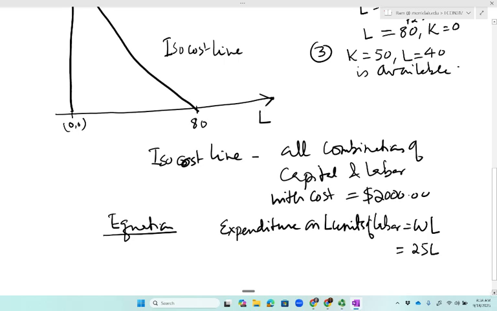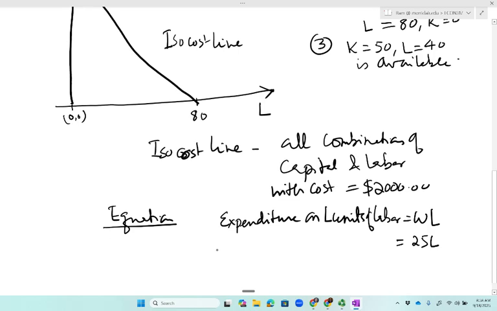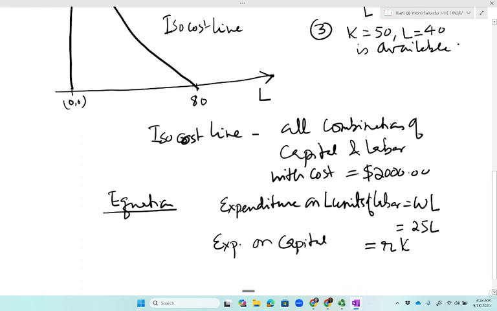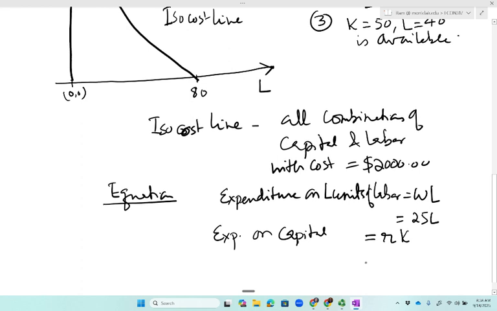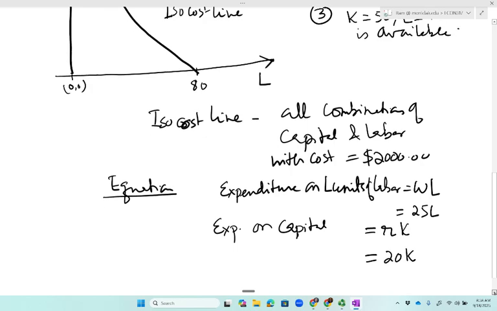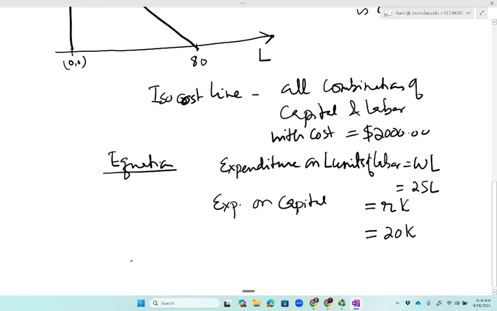Similarly, I can also write expenditure on capital. So let me write EXP for expenditure on capital. It would be R times K. R is for the rent and K is the amount of machines. We know rent is $20 per hour, so 20 times K. So if I add the two, I get the total expenditure.